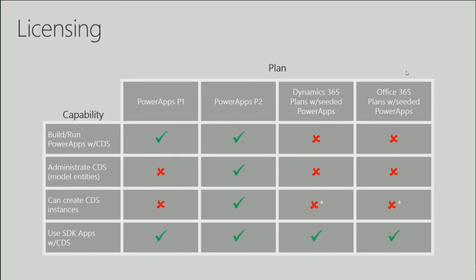So capability-wise, we think of there being 4 categories of things users can do with Common Data Service. The first is building and running apps that use the Common Data Service. And then there's a set of tasks that are administration, so setting security. You saw in Lance's demo, in the admin portal, you can do certain things. So that's administrating CDS. That's the second category of capabilities.